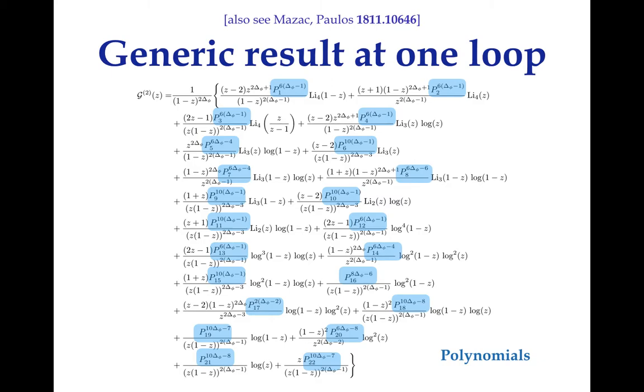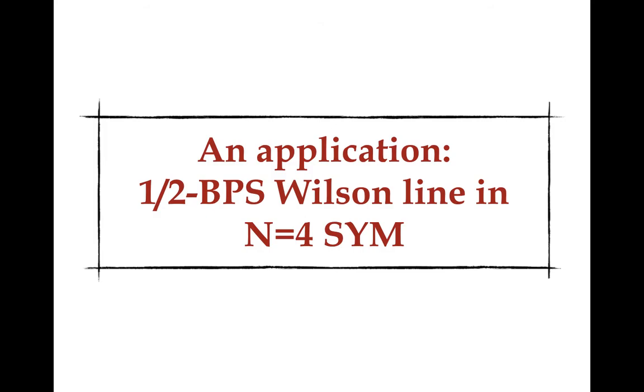Given the success of this method to one loop, we can consider an application. And this application is a 1/2 BPS Wilson line in N=4 super-Yang-Mills.